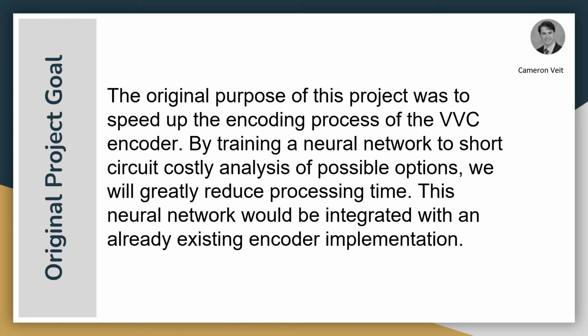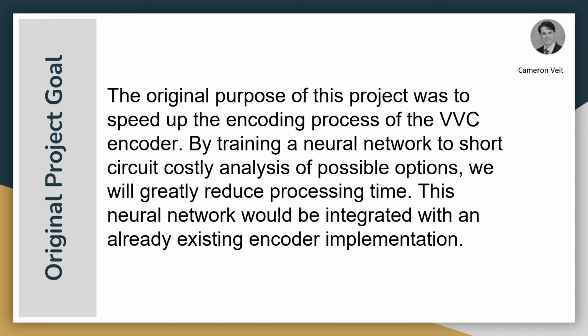The original goal of the Fast Versatile Video Coding project was to speed up the encoding process of the VVC encoder. This is because the VVC encoder can compress higher definition video at the cost of processing time. As such, by increasing processing speed, the downsides of the VVC encoder compared to other encoders can be negated.